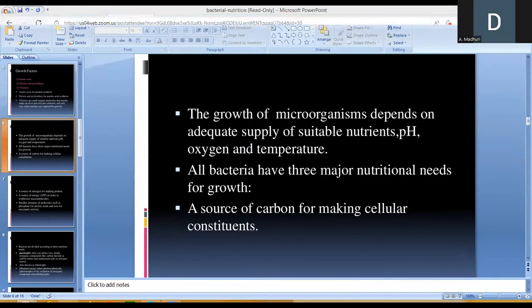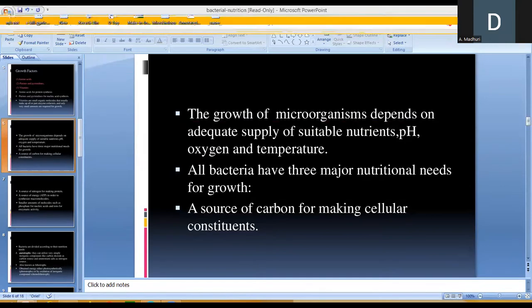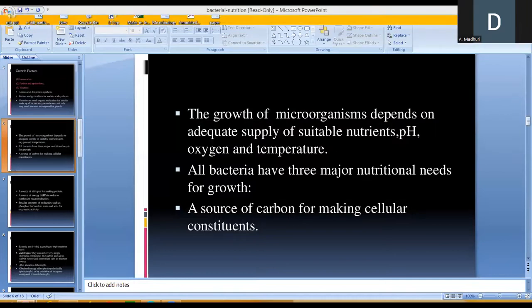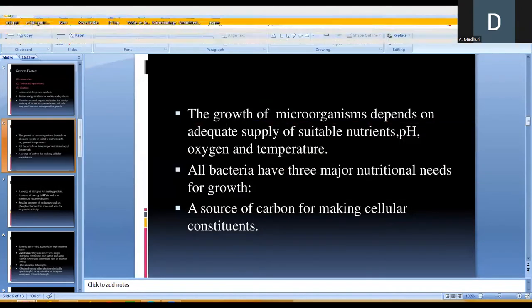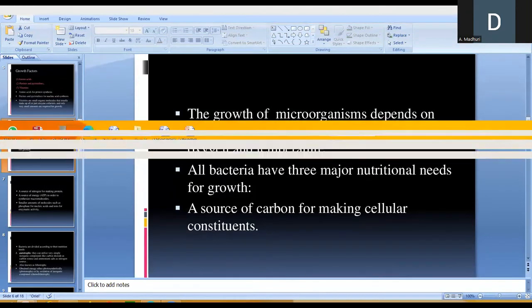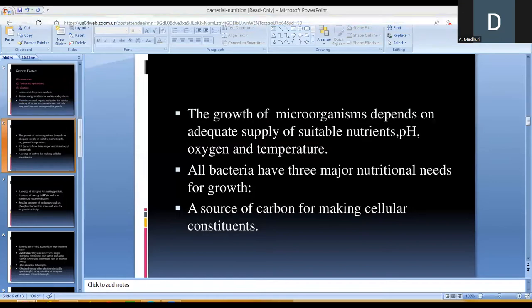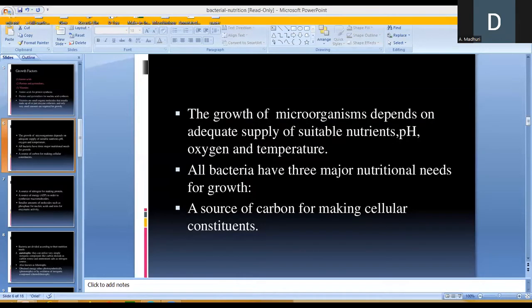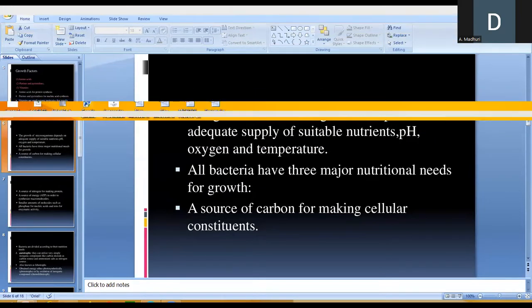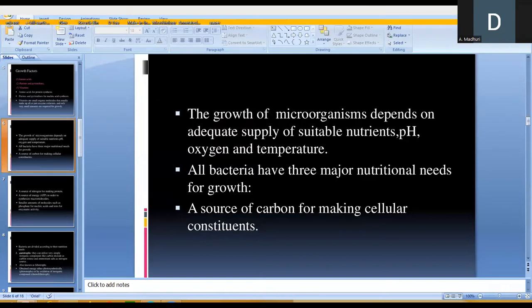The growth of microbes depends on supply of suitable nutrients, pH, oxygen, and temperature. Suppose you have got the bacteria, right? You gave these micronutrients, macronutrients, and growth factors. Everything you have provided, and you ask the bacteria to grow. Okay, can it grow? No. Apart from the nutrition, it also requires some essential conditions. Okay, what are those conditions? It may be pH requirement, it may be suitable oxygen concentration.